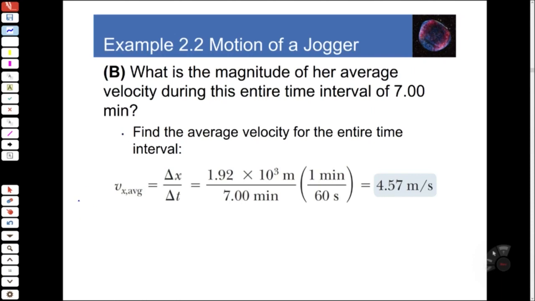What is the magnitude of her average velocity during this entire time? So it has moved 1.92 times 10 to the 3, and the total time was 4 minutes plus 7 seconds. You also have to convert this into seconds, and the answer is this one.